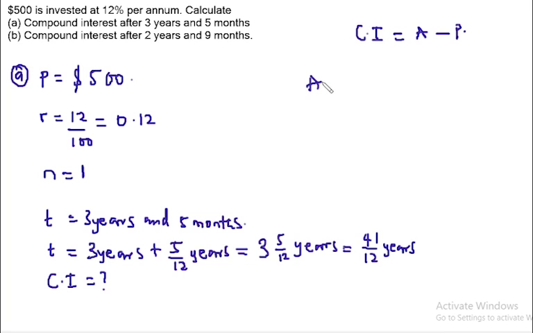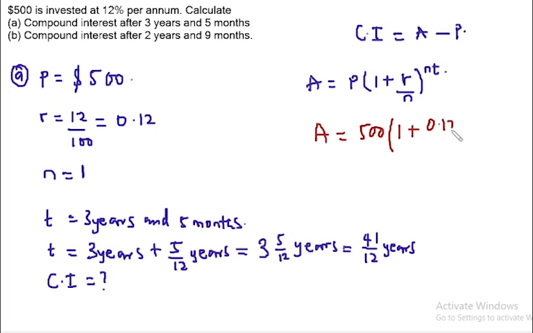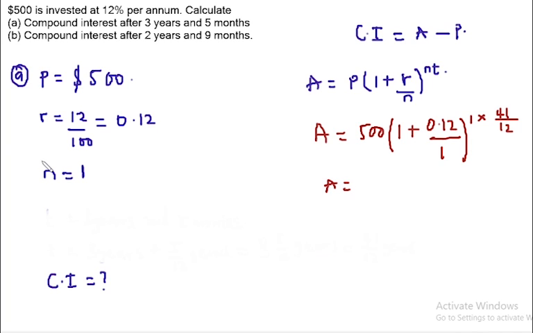The amount is given by P, open bracket, 1 plus R over N, close bracket, to the power N times T. A is equal to P, which is 500, open bracket, 1 plus R, which is 0.12, over N, which is 1, close bracket, to the power N, which is 1, times T, which is 41 over 12. Let's clean up this space here. We know that T here is equal to 41 over 12 years.